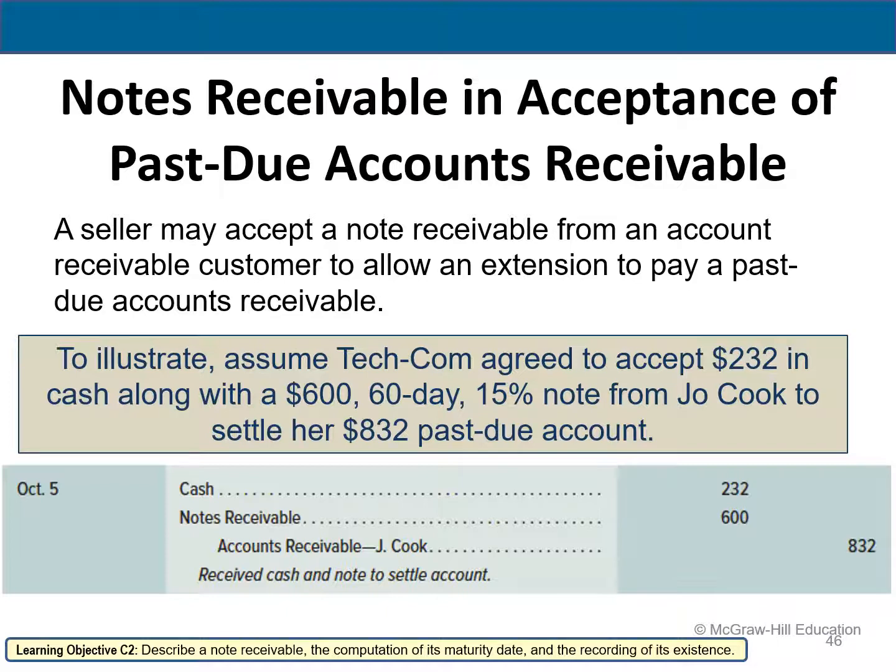So the way we would do that, let's assume TechCom agreed to accept a $232 payment in cash along with a $600 60-day 15% note to settle her past due account receivable. So we're going to reduce our account receivable to zero because we're doing some other kind of financing, right? So we're going to credit our account receivable for $832 to take it to zero for J Cook customer. And then we're going to issue a $600 note. So that's note receivable, debit of $600. And we're going to record our cash at $232. Okay.